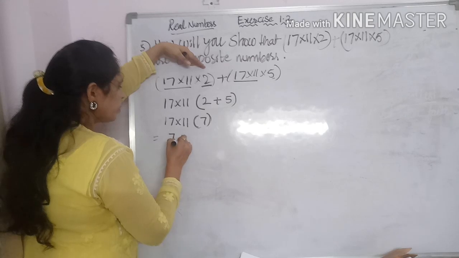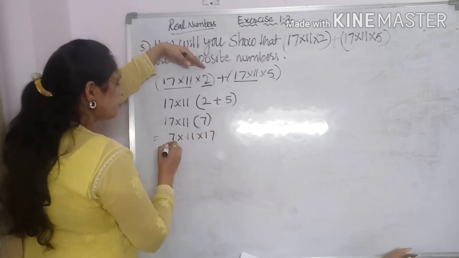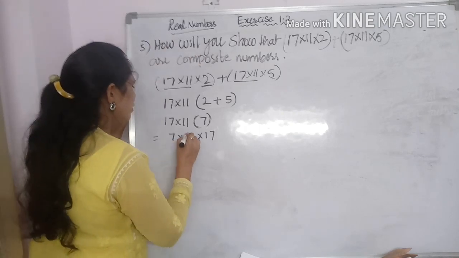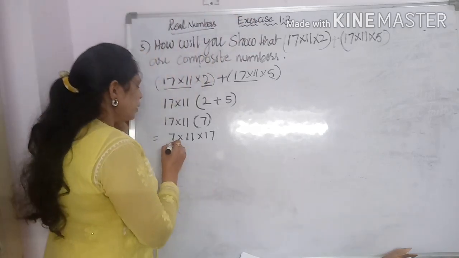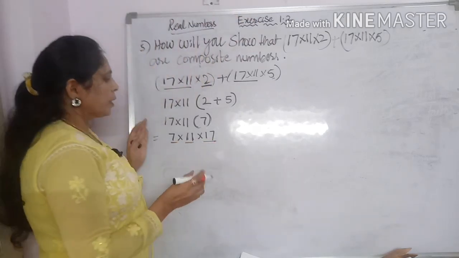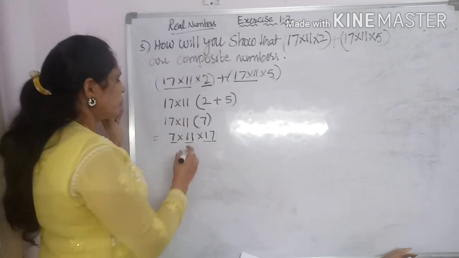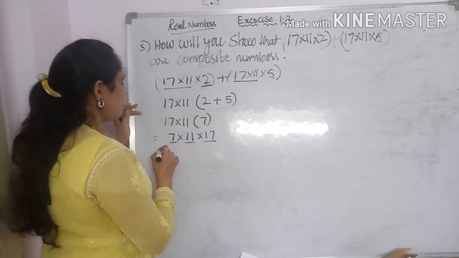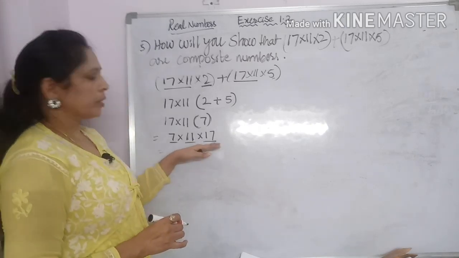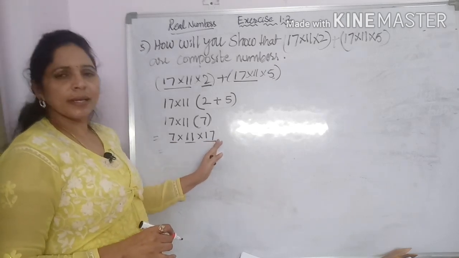So what are the factors? 7. How can we express 7 into 11 into 17? The given numbers are composite numbers. Why? Because here are the prime numbers. You can express the composite number as a product of primes. These are primes. So the given is a composite number. We expressed it as 7 into 11 into 17. Clear?